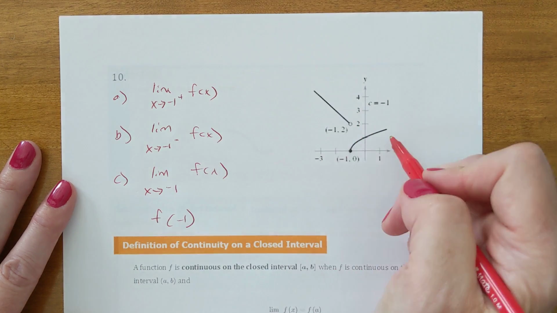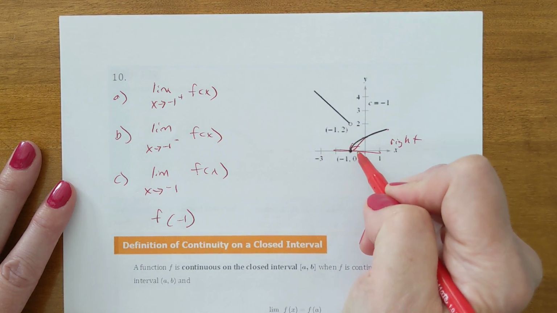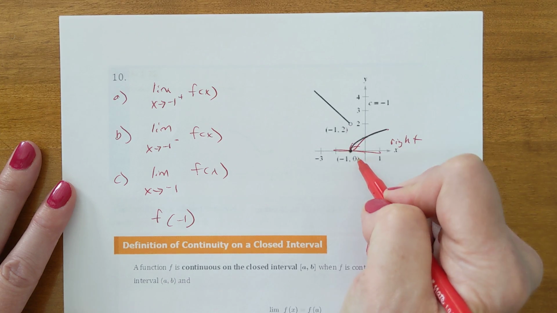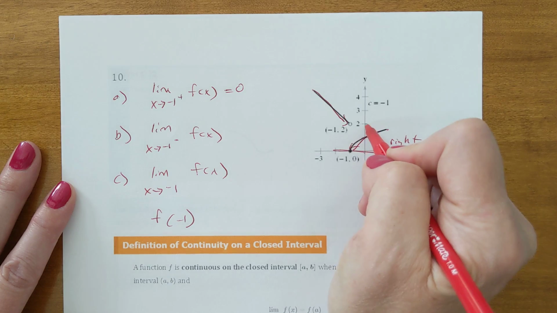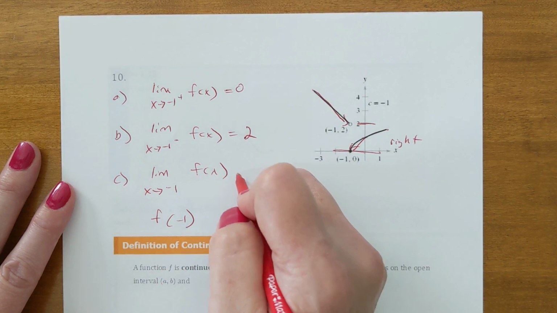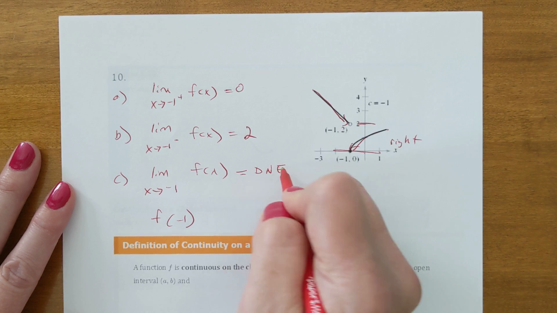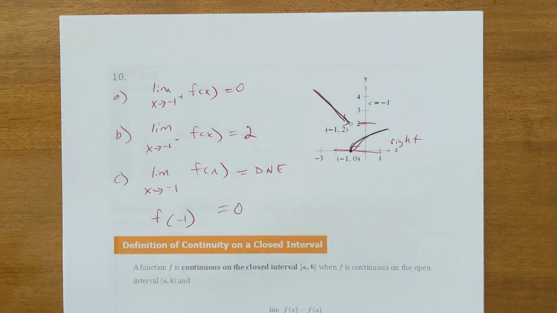All right, so -1 from the right, you get 0. And then -1 from the left comes close to the number 2. And so the limit does not exist. And then f of -1 is actually 0. So it doesn't exist for a lot of reasons. The main one being that the limit doesn't exist at that point. So f of x is not continuous.